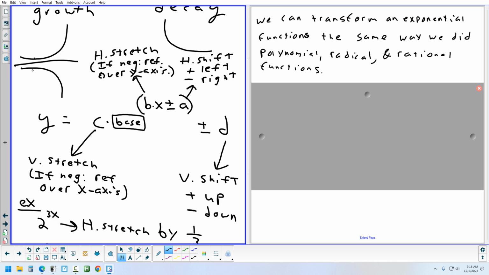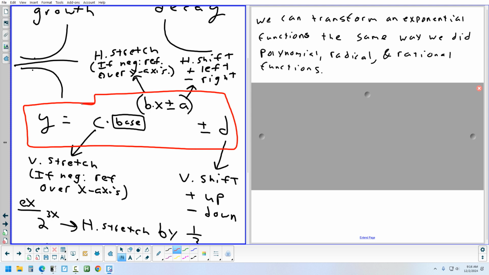That gives you a total of 6 transformations. A, horizontal shift. B, horizontal stretch. B, reflection over the y-axis. C, vertical stretch. C, reflect over the x-axis. D, vertical shift. So A and D do 1 each. B and C can do up to 2 if they have the negative in there. Okay, so any questions on that chart? Okay, let's try it.